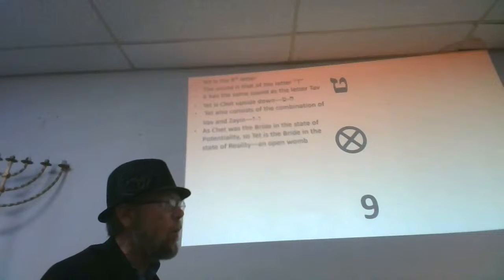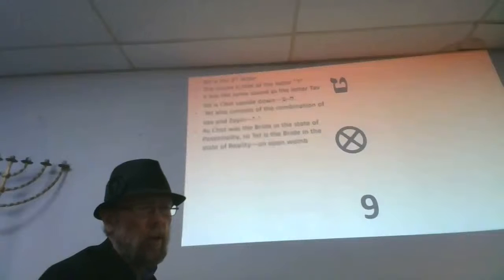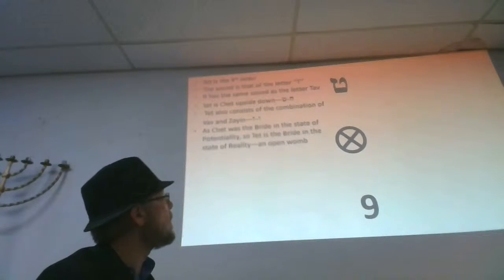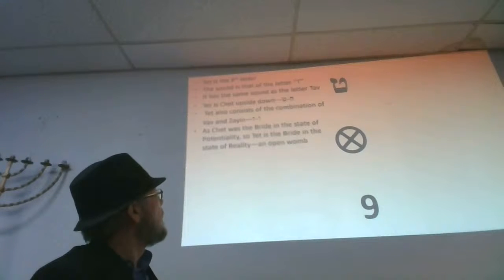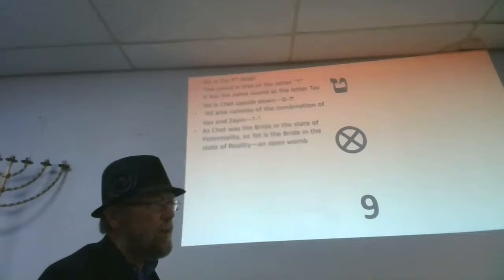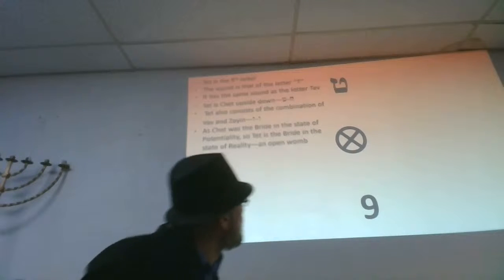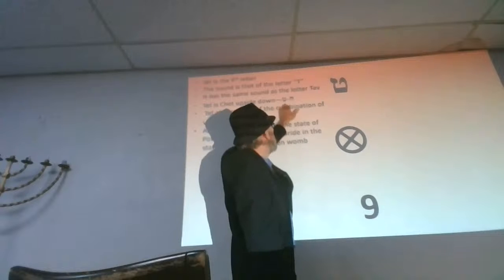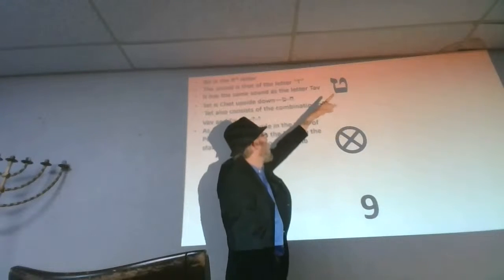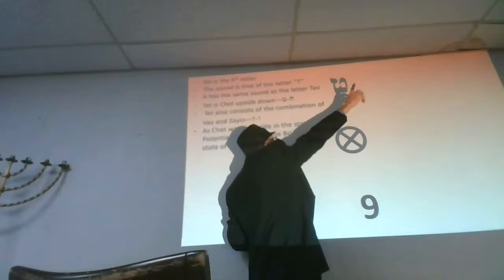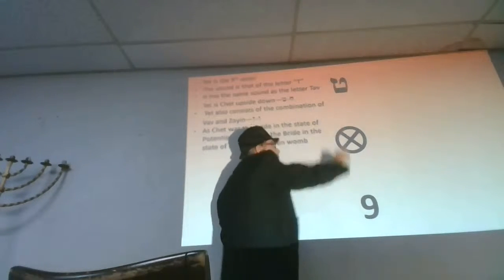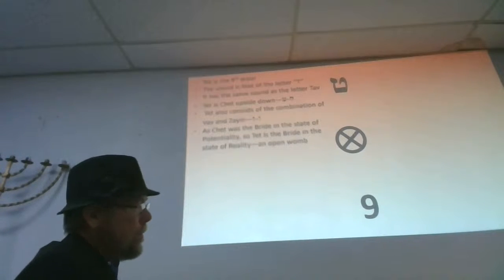I did not say every woman would, but the potential is there. And so Chet is the bride in the state of potentiality. Tet is the bride in the state of reality. So now we are in reality. As Chet, the womb is sealed. Now with Tet, the womb is open. You see the opening at the top of the womb. This is the womb of the woman, and here it's closed. Now here it's open. And so you have the potentiality opening up to become reality.